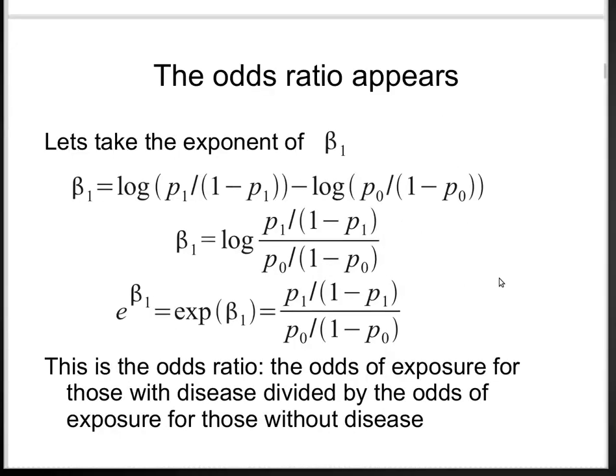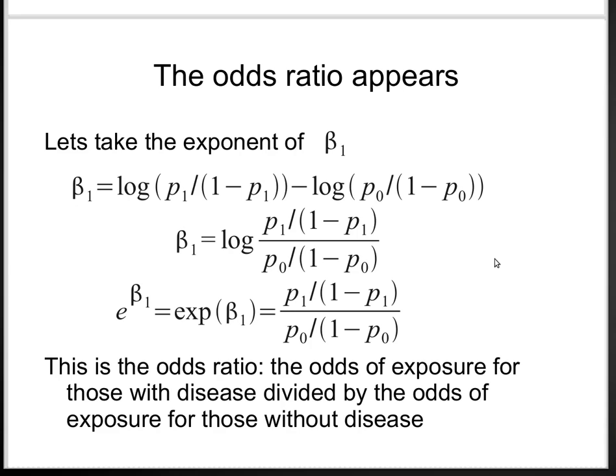How does the odds ratio come into play here? Aha! Let's take the exponent of beta 1. You'll recall that the exponent is the inverse of the logarithm. We can then say that the exponent of beta 1 is indeed the ratio of odds. Just have a look at that. It's a little bit elaborate.